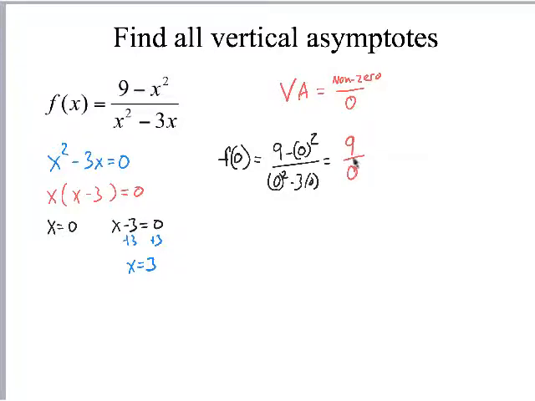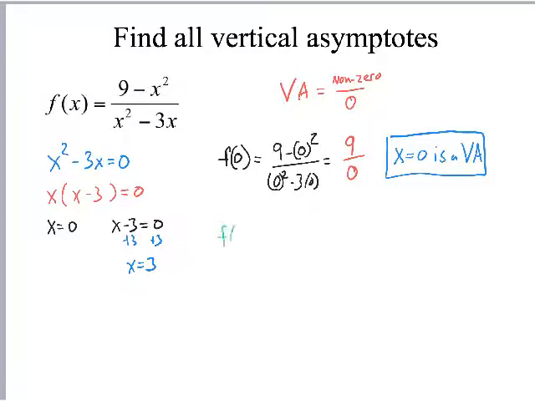So, does this follow this idea? Yes, it's a number over 0. So what that means is that I have x equals 0 is a vertical asymptote. VA stands for vertical asymptote. Alright, because I have a number over 0 when I plug it in. Let's try 3. Let's see what 3 looks like.